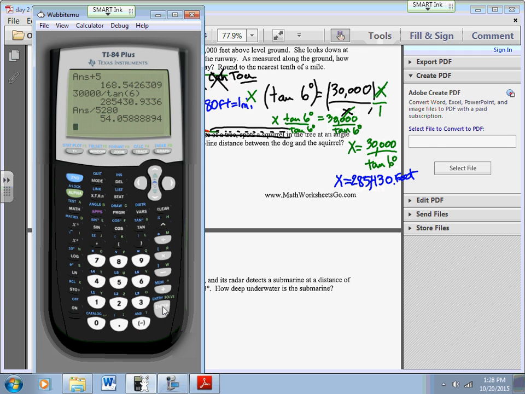Tenths place, first number behind the decimal. So you have to look behind that number. Is there a 5 or bigger? 54.1. 54.1 would be the correct answer for the nearest tenth of a mile.